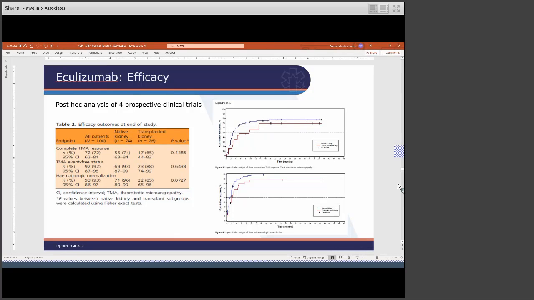And on the next slide, you'll be able to see the combined analysis of at least 4 studies. Being a very rare disease, we're looking at prospective clinical trials, but they're not RCTs. And so, for example, if you can see under complete TMA response in a native kidney, about 3/4 would achieve complete response, meaning that there is improvement in hematological manifestations as well as kidneys.